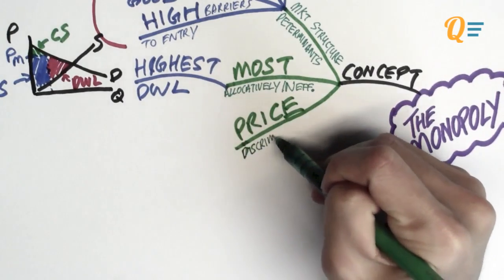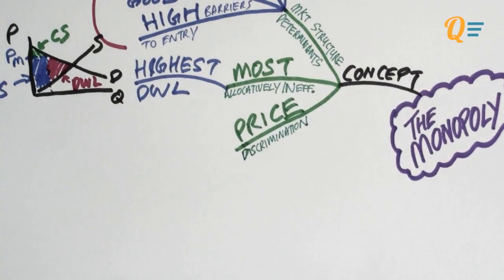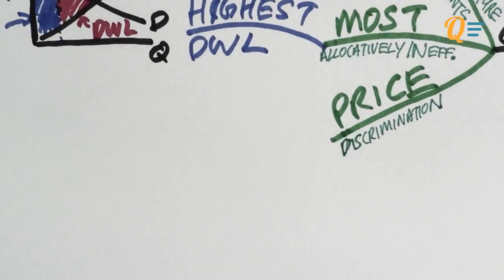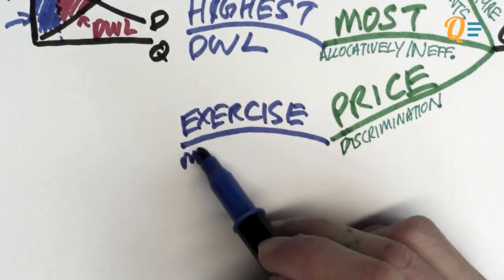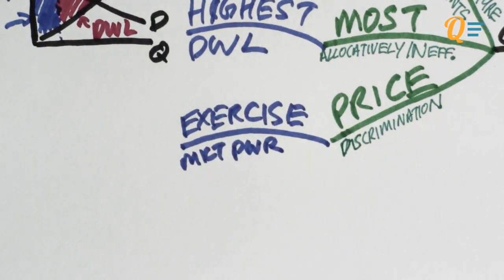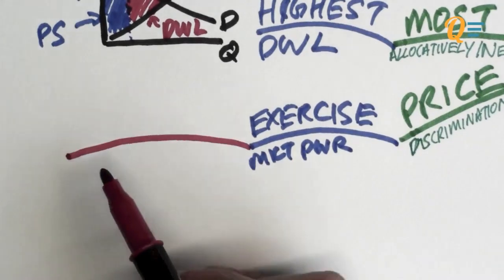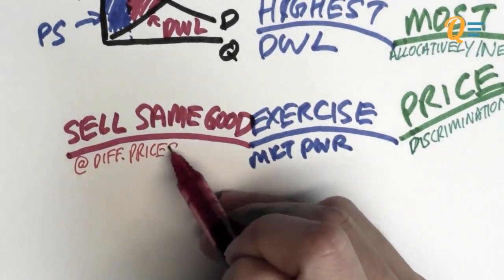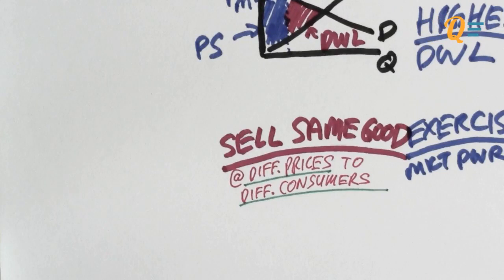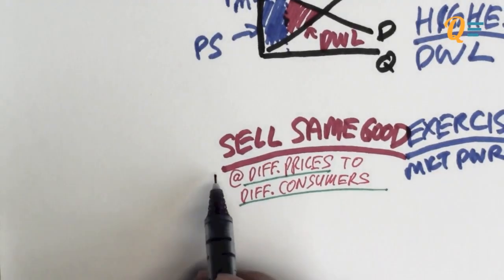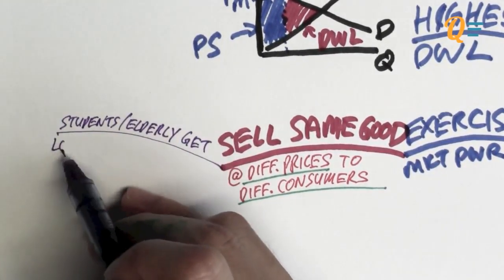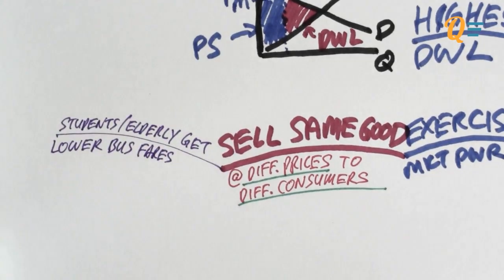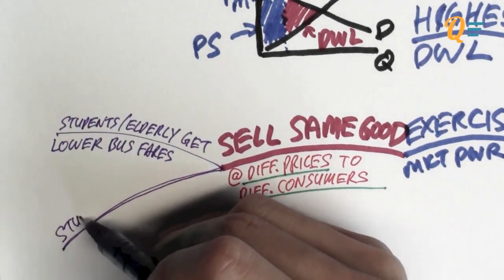So, another thing that the monopoly is able to do because of its market power is, of course, to practice price discrimination. So the definition of price discrimination is as follows. A monopoly is exercising its market power so that it can sell the same good at different prices to different consumers. I'm going to use 3 examples to illustrate this. Now, the first example could be students or elderly people getting lower bus fares when they take public transport. So the rest of the people are going to be paying higher fares. So that is an example of price discrimination.